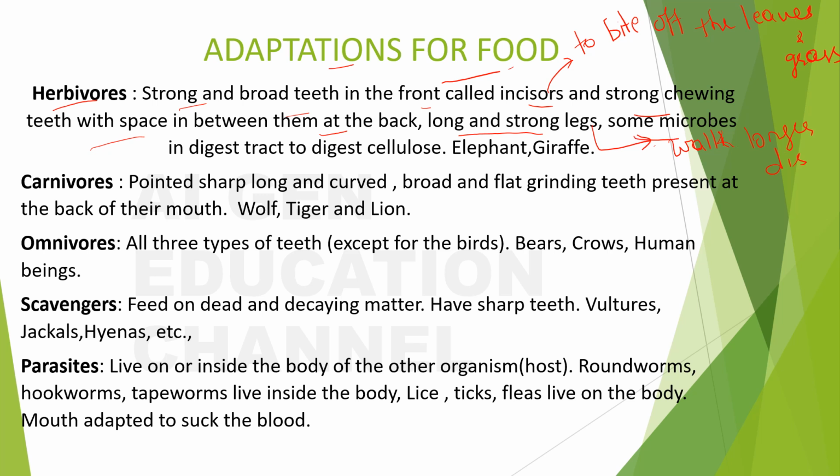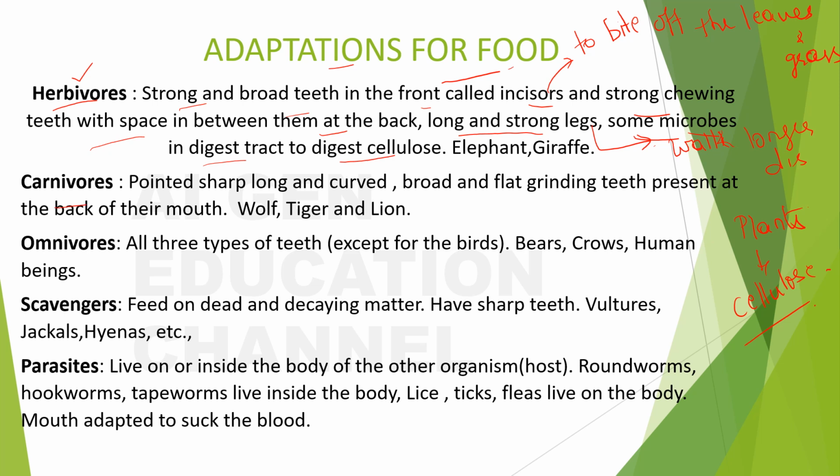And you can find some microbes in the digestive tract to digest the cellulose. See, most of the plants will have cellulose, okay, and in order to digest this cellulose you need some special microbes. So the herbivores are adapted to digest this cellulose by way of the microbes. So microbes are present in their digestive tract in order to help with the digestion of the cellulose, right.